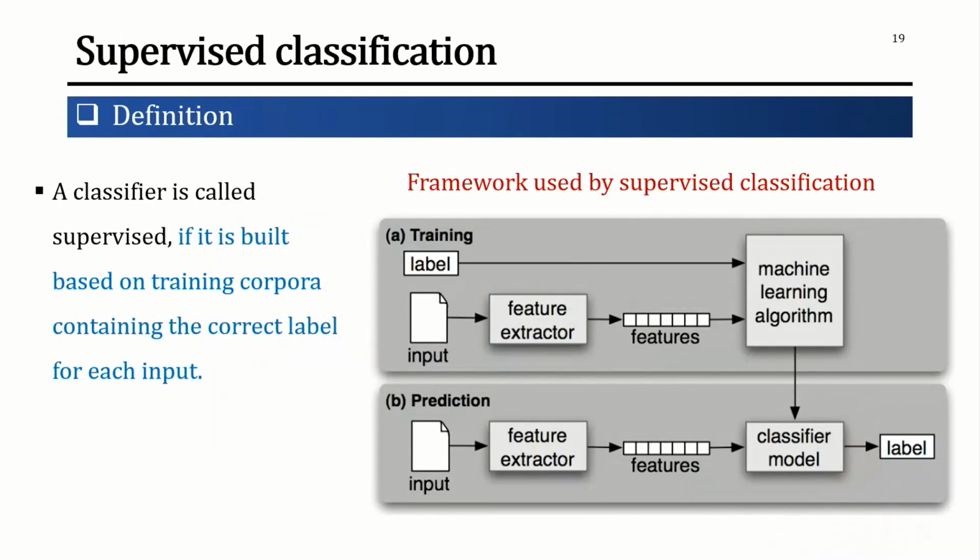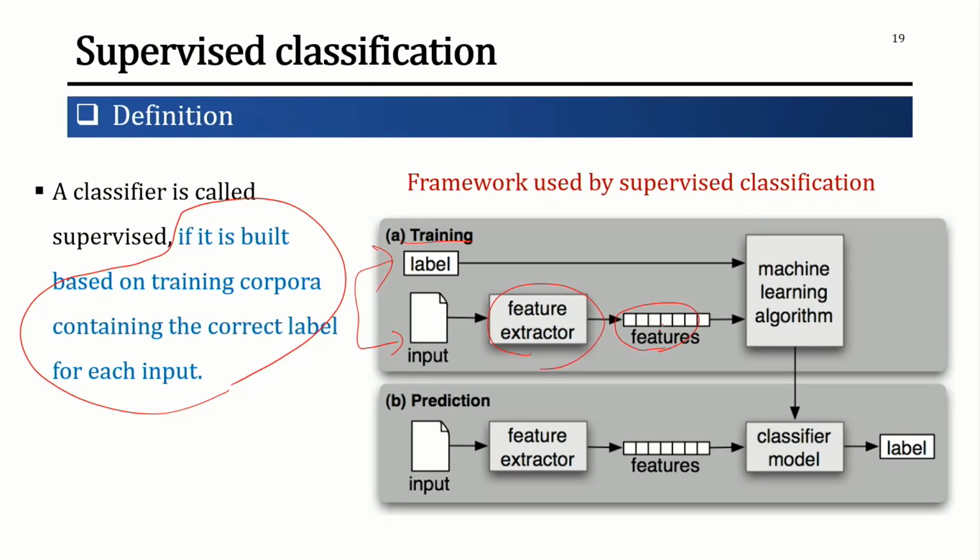There is an important note on supervised classification. A classifier is called supervised when it is built based on our training data, which contains the correct label for each input. So for our input data, we know the correct label already. In the training process of supervised classification, we have this in advance, right? And from these inputs, we can extract some relevant features based on our methods.